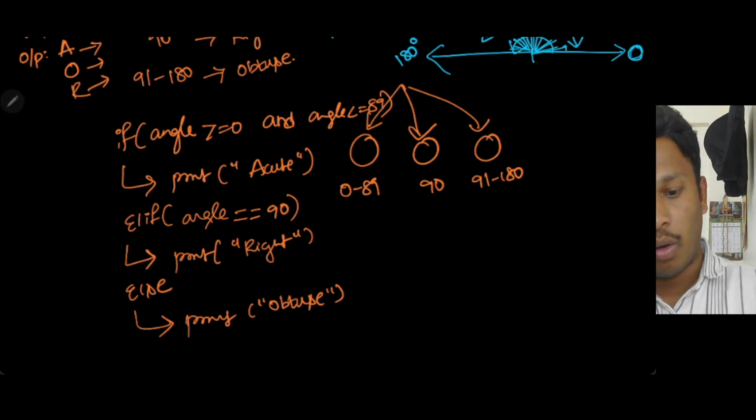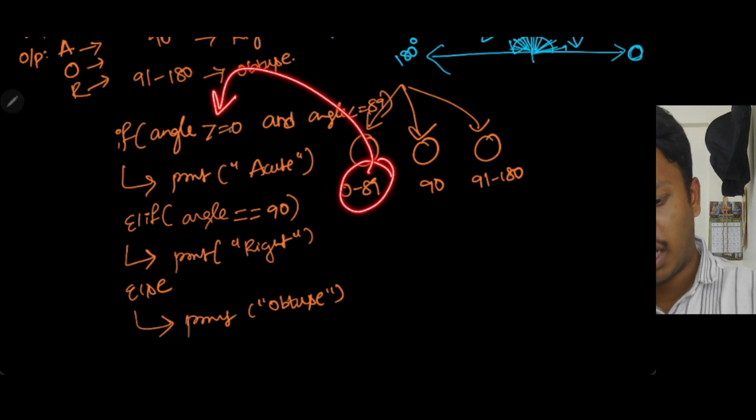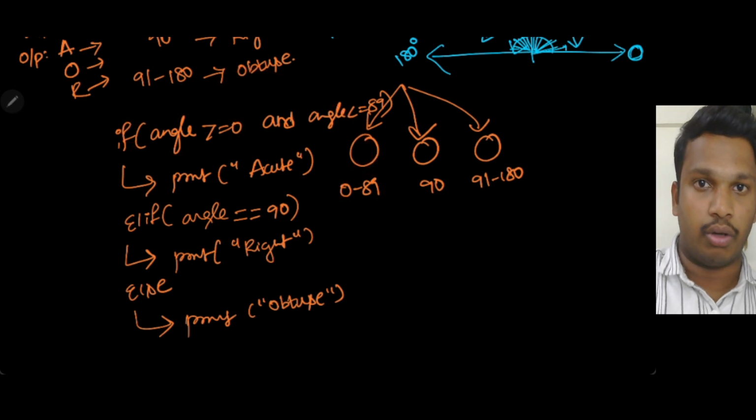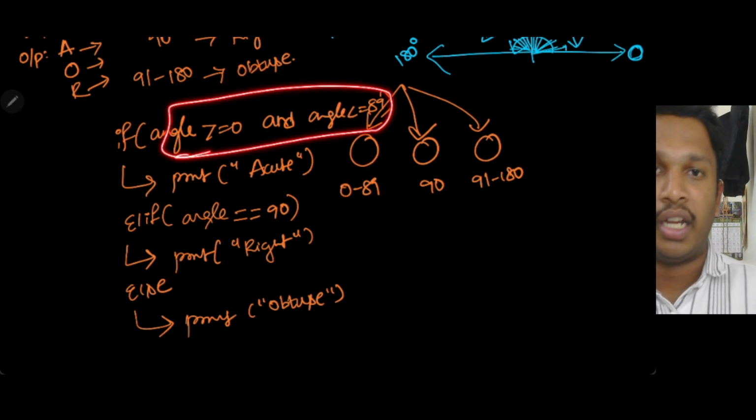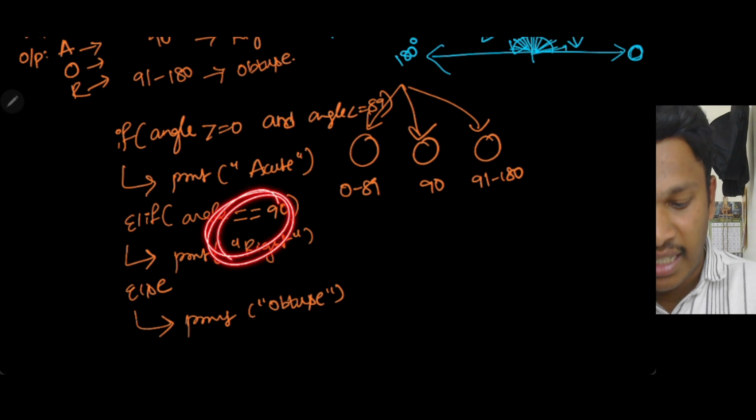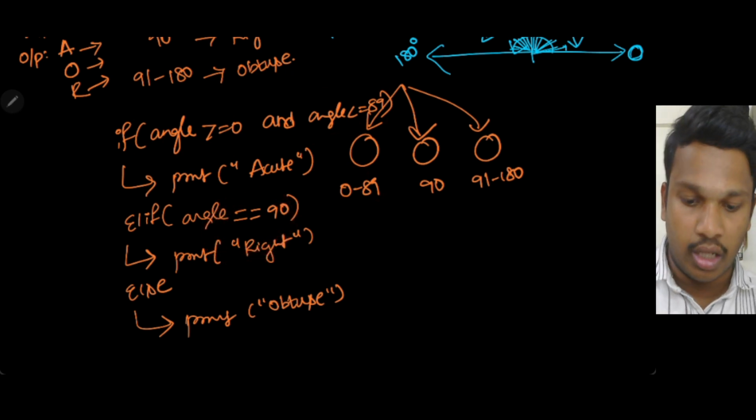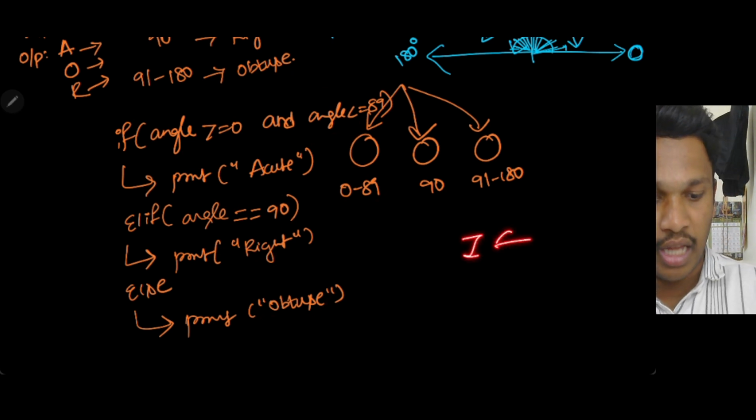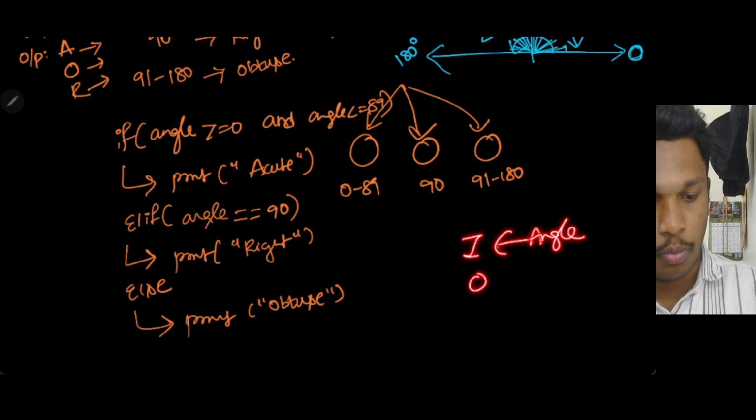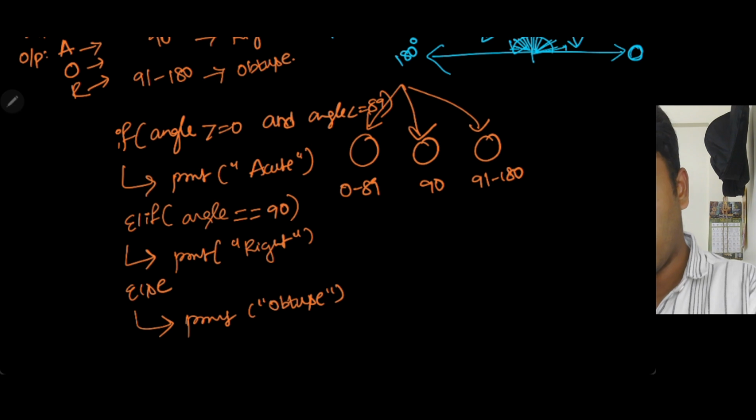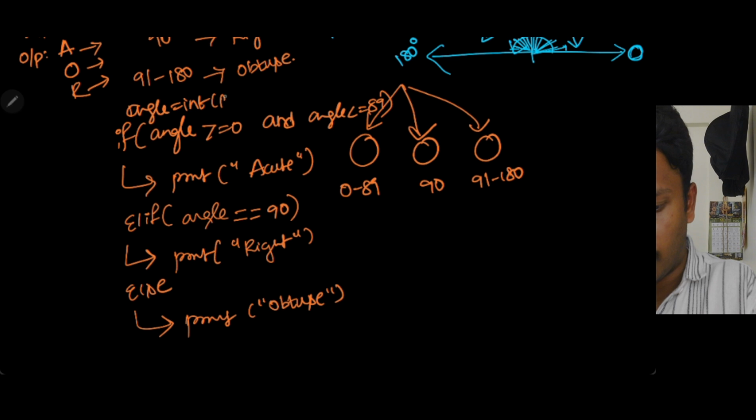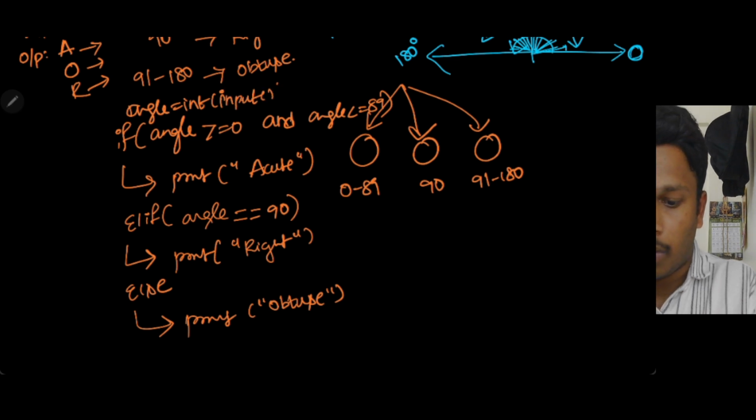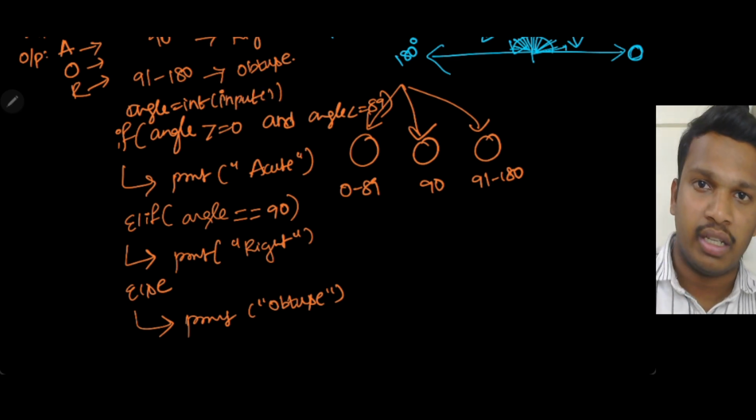Now, see, whatever the conditions I have written: if the angle is greater than or equal to 0 and less than or equal to 89, then it is acute. If it is exactly 90, it is right angle, or else it is obtuse. That's all. And what is the input? Input is angle, and output is the type of the angle. We should print the type of the angle. We'll take one integer as angle. Angle is equal to int of input, and we will print the angle. This is a very simple program.